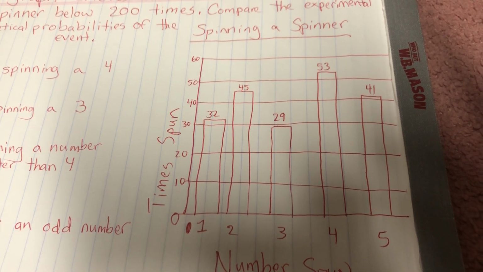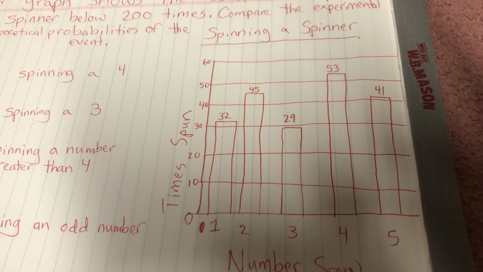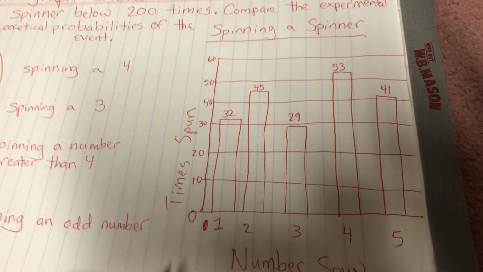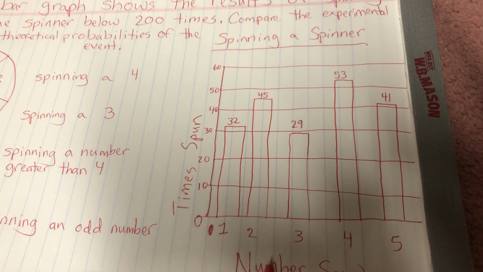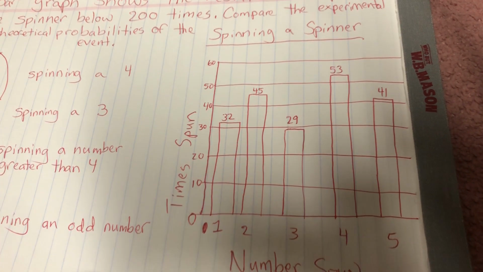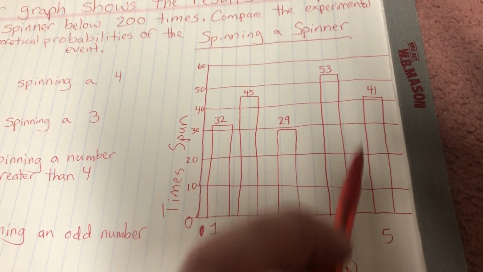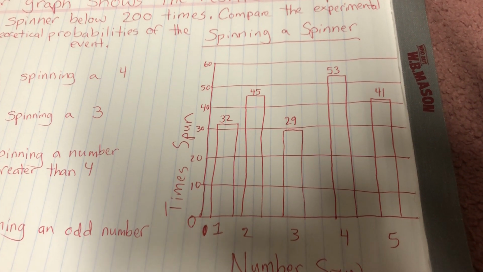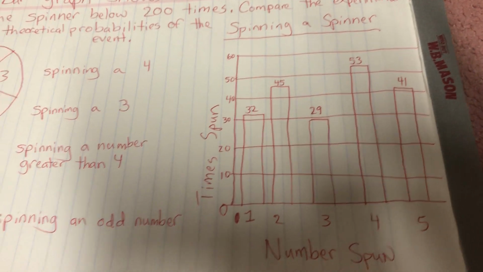If we did 200 divided by 5, that would be 40. So we should spin each one about 40 times. It's never going to be exact, most likely, but we're not way far off from what the average would be. This is not a crazy idea of what could happen in spinning that spinner 200 times.